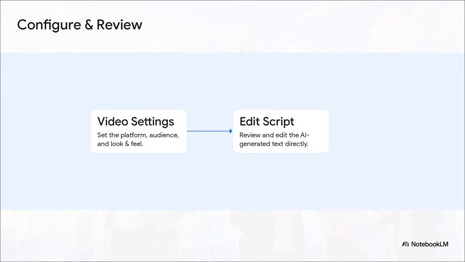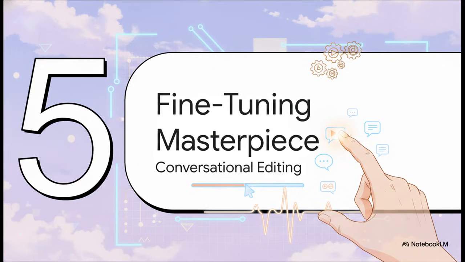Then in step 4, you can actually review the generated script in a text editor box. If you don't love a sentence, you literally just click and edit the text directly, exactly as if you were typing in a standard word processor. And that brings us to our final section, fine-tuning your masterpiece through conversational editing.